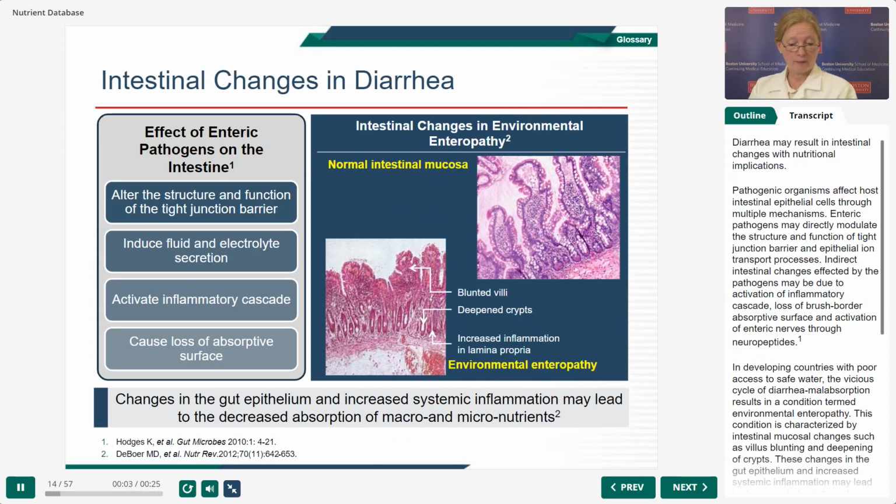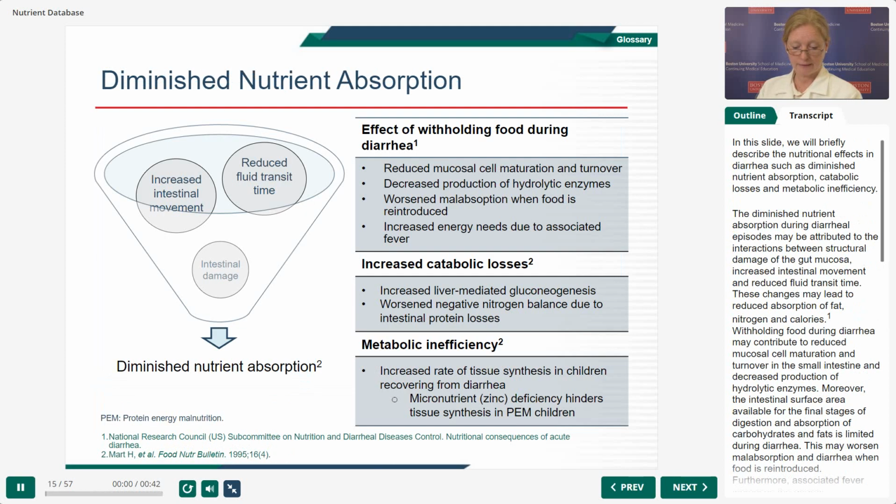As discussed earlier, there are multiple changes that occur in the intestine due to diarrhea. The integrity of the cell is modified. There are problems of balance of fluid and electrolytes. And there are problems of inflammation secondary to the damage to the barrier of the gut. The effect of withholding food during diarrhea may worsen malabsorption when food is reintroduced. The catabolism and the losses worsen the negative nitrogen balance. And there may be some metabolic inefficiencies with increased rate of tissue synthesis in children who are recovering from diarrhea. In those instances, sometimes children need some zinc to favor the recovery of their tissue synthesis.